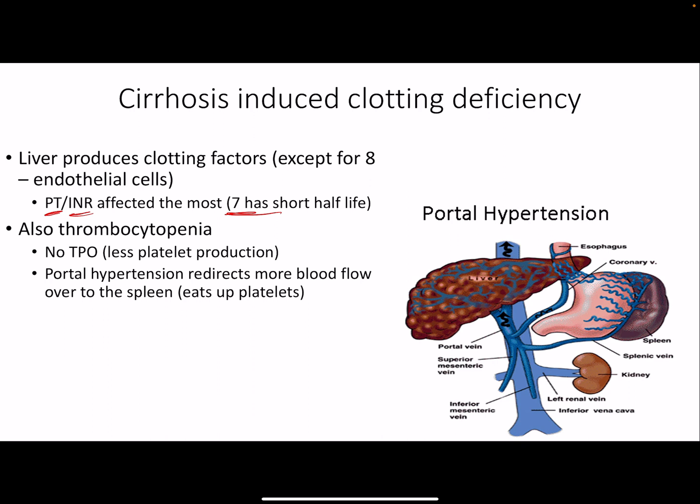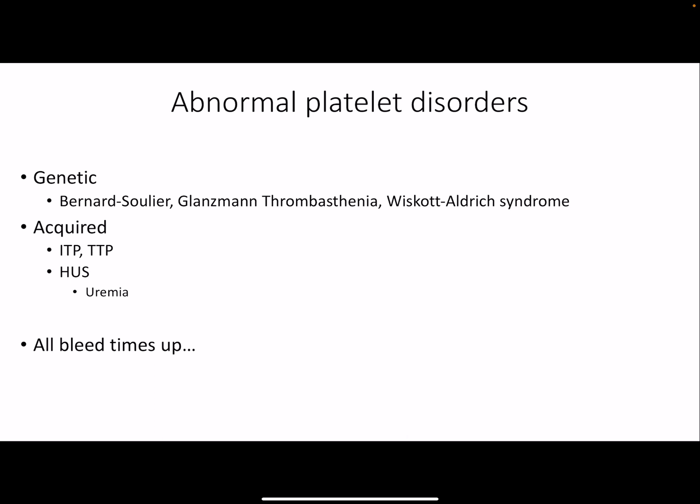Also keep in mind that the liver makes thrombopoietin, which is necessary for megakaryocyte and platelet production. Also, if you have cirrhosis, you might develop portal hypertension. And so you're going to have this buildup of blood that's going to effectively push this blood flow back into the spleen. If you push more blood back into the spleen in the venous system, the spleen is just going to eat up and destroy more platelets. So not only are you producing fewer platelets if you have cirrhosis, you might be eating up more platelets because you're redirecting more blood flow over to the spleen.